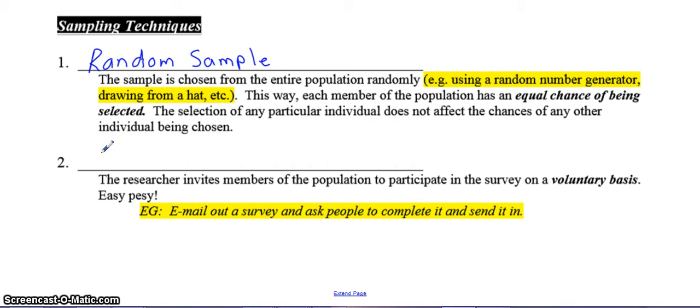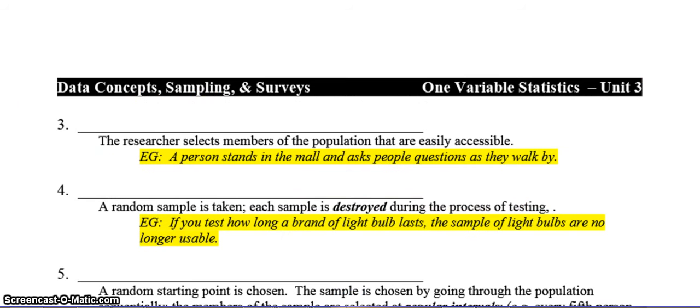Number 2 is your volunteer or voluntary sample. A voluntary sample is when the researcher invites the members of the population to participate in the survey on a voluntary basis. Easy peasy. So, for instance, if you emailed out a survey and asked people to complete it and send it in. So that's a voluntary sample.